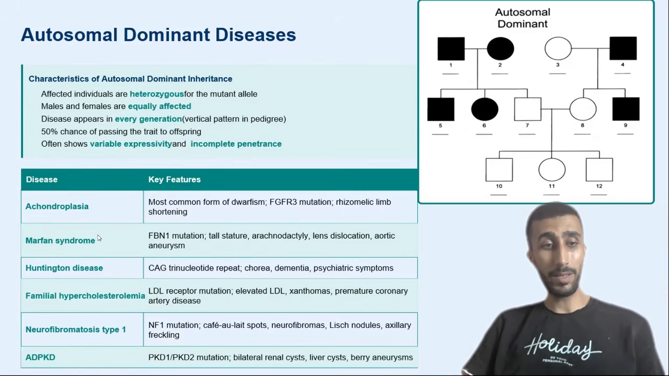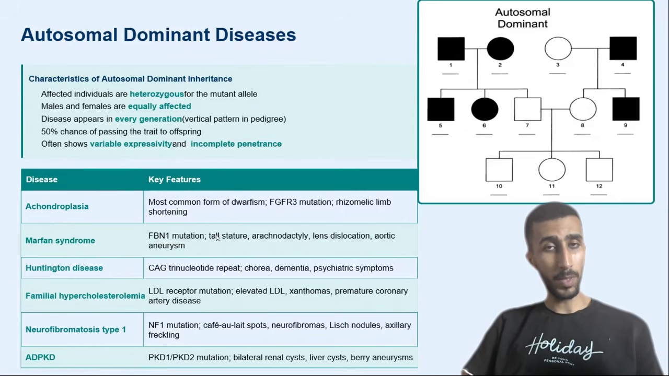form of dwarfism. Next is Marfan syndrome, the fibrillin 1 mutation, FBN1 gene mutation. The hallmark is weakening of the connective tissue, which translates into different clinical symptoms. Lens dislocation, because there is weakening of the connective tissue holding the lens in place, and also weakening of the connective tissue of the aorta, so there are aortic aneurysms.